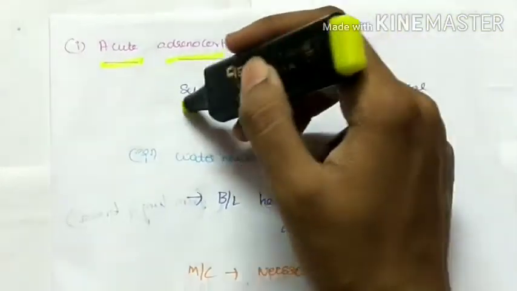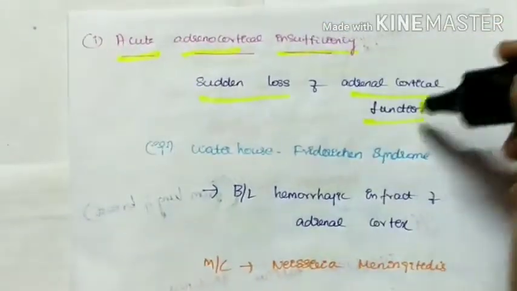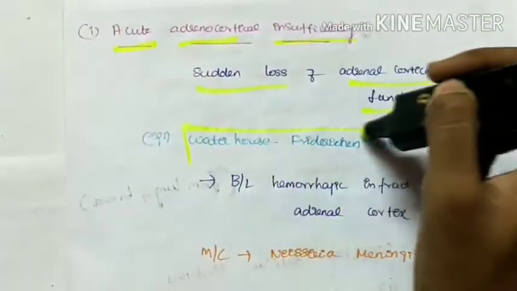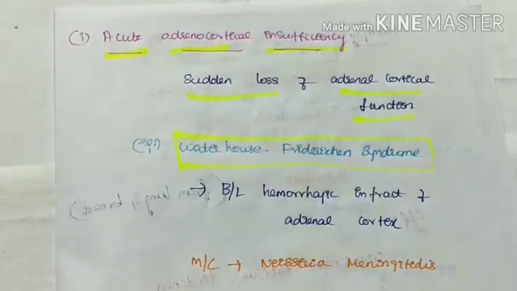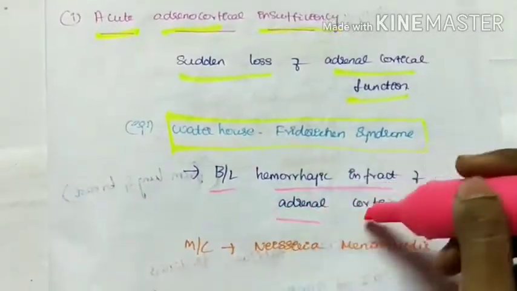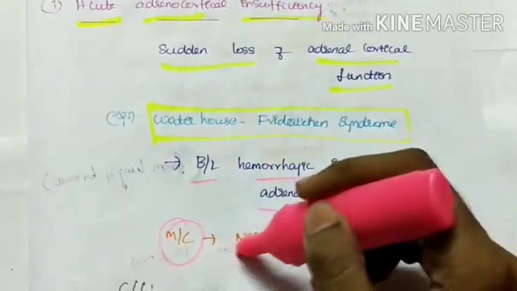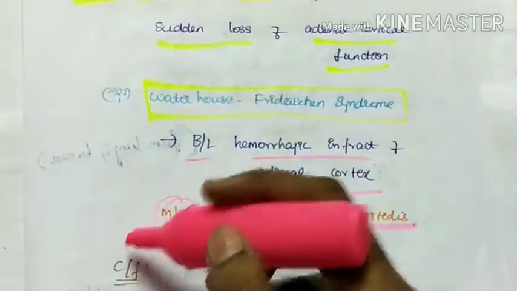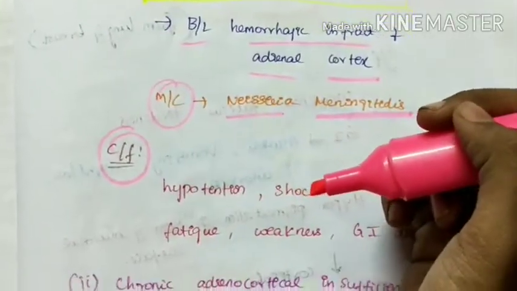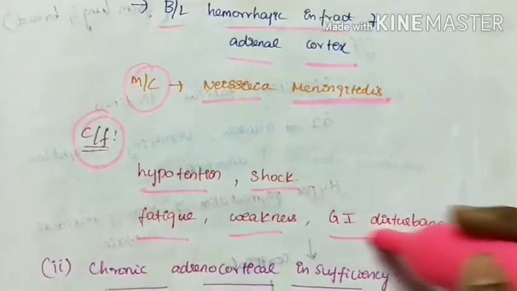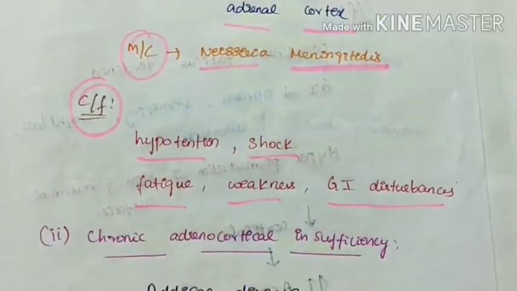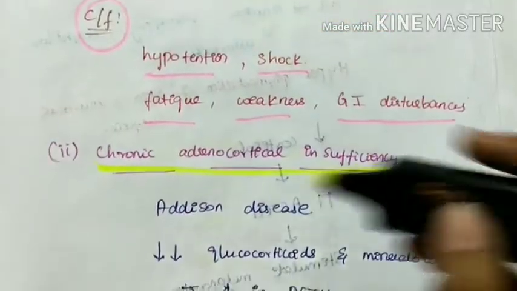Acute adrenocortical insufficiency. In this case, there is sudden loss of adrenocortical function. For example, in Waterhouse-Friderichsen syndrome. This is nothing but there is bilateral hemorrhagic infarct of the adrenal cortex, most commonly caused due to Neisseria meningitidis infection. Clinical features of Waterhouse-Friderichsen syndrome include hypotension, shock, fatigue, weakness and GI disturbances. Next is chronic adrenocortical insufficiency. This is nothing but Addison's disease.